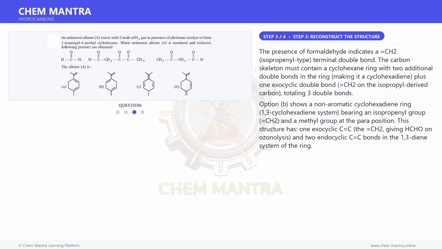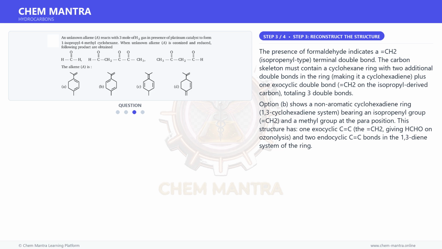Moving on to the next step. The presence of formaldehyde indicates A has a =CH2, isopropenyl-type terminal double bond. The carbon skeleton must contain a cyclohexane ring with 2 additional double bonds in the ring, making it a cyclohexadiene, plus 1 exocyclic double bond, =CH2 on the isopropyl-derived carbon, totaling 3 double bonds. Option B shows a non-aromatic cyclohexadiene ring, a 1,3-cyclohexadiene system bearing an isopropenyl group, =CH2, and a methyl group at the para position.